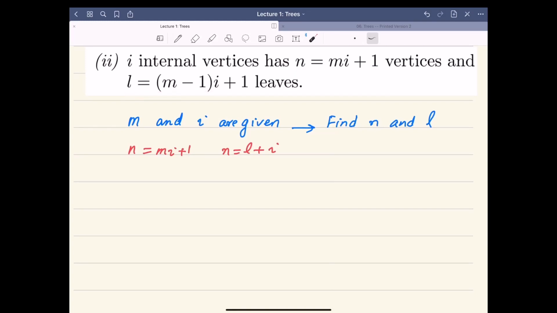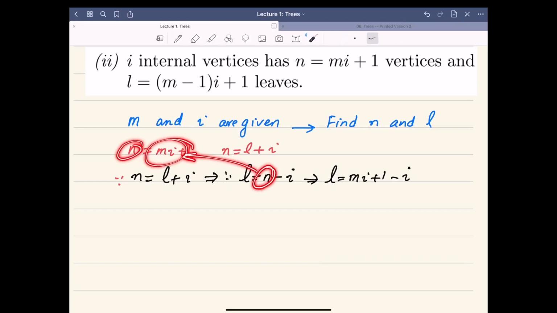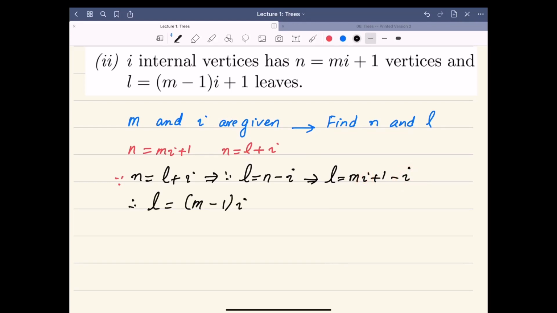Now for the second equation, how to find L? We will find L from this equation. Since n is equal to L plus I, L is equal to n minus I. Now this equation has I, but it does not have m, it has n. So what we will do, we will put the equation for n and substitute it in this equation. So we will continue and say that L is equal to mi plus 1 minus I. Why? Because n is equal to this equation, so remove n and replace it by mi plus 1. So therefore, if you take I common between these two, you will have L is equal to m minus 1 multiplied by I plus 1, and this gives us the equation for L.